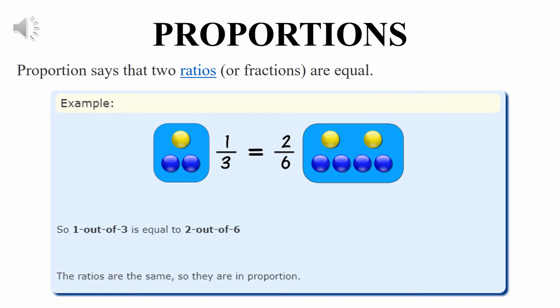Proportions. A proportion says that two ratios or fractions are equal. Example, 1/3 is equal to 2/6. So, 1 out of 3 is equal to 2 out of 6. The ratios are the same, so they are in proportion.